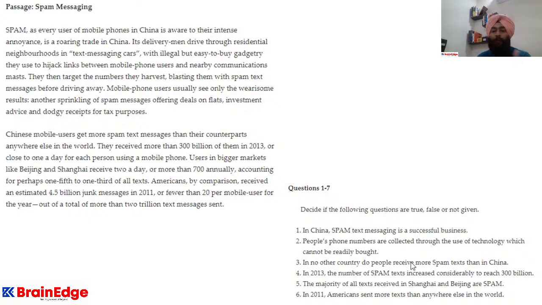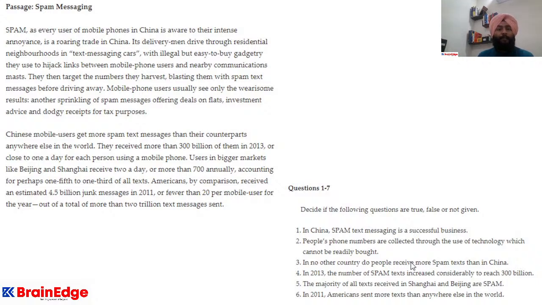Let's see. The second question says that people's phone numbers are collected through the use of technology which cannot be readily bought. So in China, they are using some technology which is not easy to buy. Let's see. Its deliverymen drive through residential neighborhoods in text messaging cars with illegal but easy to buy gadgetry they use to hijack links between mobile phone users and nearby communication masts.